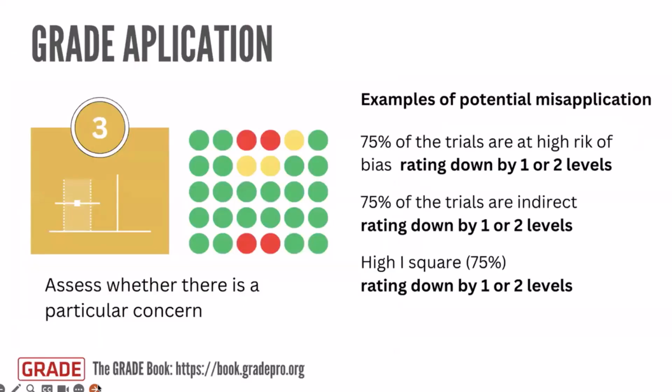So how does this translate to GRADE? Well, for example, if you take the rationalist approach, you might think that if 75% of the trials have risk of bias, then we need to rate down by 1 or 2 levels. Or if 75% of the trials are indirect, then we rate down by 1 level. And I-squared, for example, 75%, so we rate down for inconsistency by 1 or 2 levels. So this is a situation when you are using the rationalist approach, but we think that maybe that's not the best way to do it.